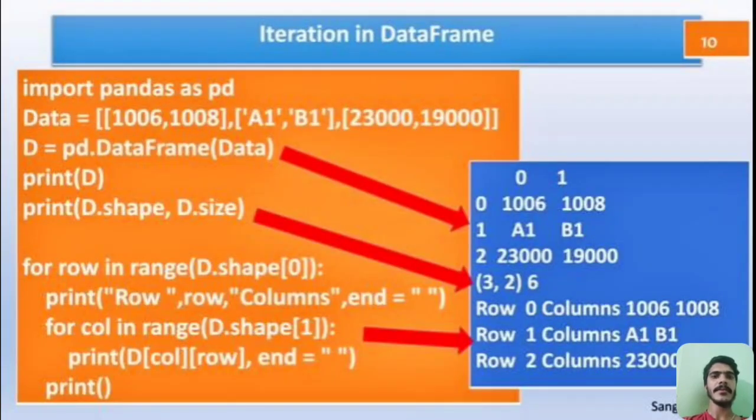Iteration in the DataFrame. Data equal to some numbers and a1, b1, d equal to pd.DataFrame of data, print d, and print d.shape, d.size. For row in range of d.shape[0], print row, columns, end. For column in range of d.shape[1], print d of column, row, end. Last print.